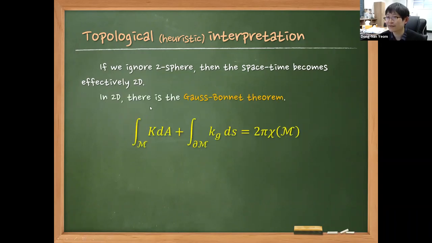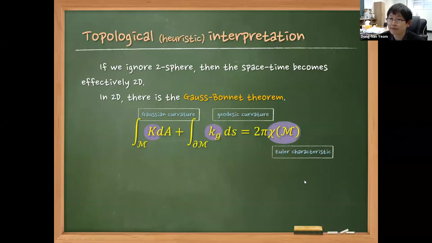In the two-dimensional case, in Euclidean geometry, there is the Gauss-Bonnet theorem. Gauss-Bonnet theorem means that the integral of K dA plus the integral of k_g ds is defined as follows. K dA is defined in the two-dimensional manifold, and K is the Gaussian curvature. k_g is defined at the boundary, the geodesic curvature at the boundary. If you sum over all the curvatures, then this is proportional to the Euler characteristic. This is the very famous Gauss-Bonnet theorem.